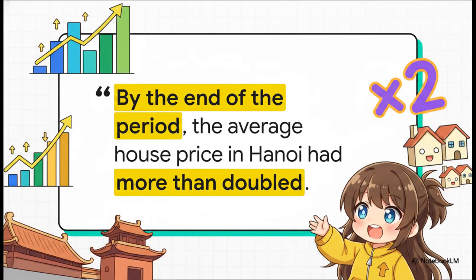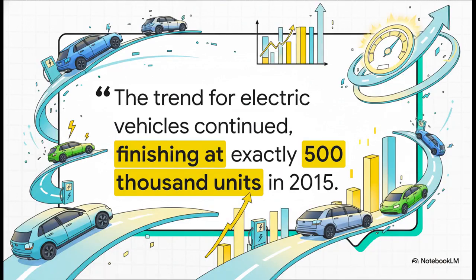Now, if you want to refer to the final point in time, you can say, by the end of the period, the average house price in Hanoi had more than doubled compared to the initial figure, reflecting a booming real estate market. And to give that final number with precision, use finishing at. For example, the upward trend for electric vehicles continued consistently, finishing at exactly 500,000 units in 2015 and officially surpassing traditional cars.